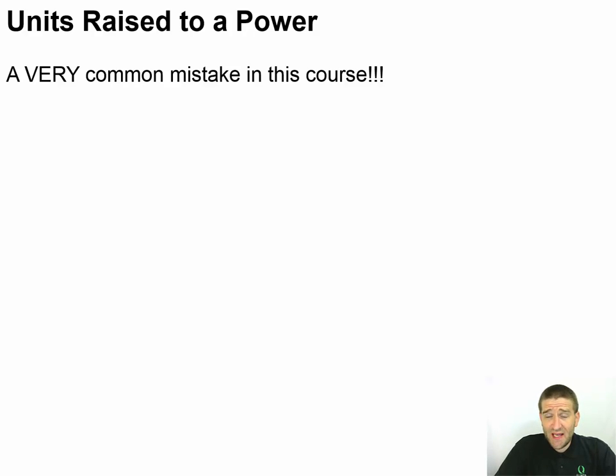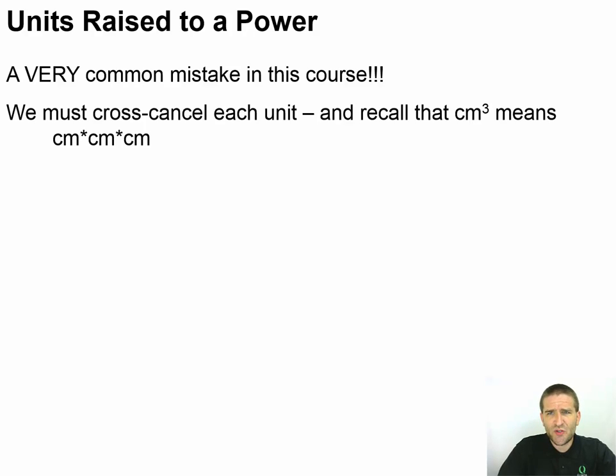Both in Chemistry 1 and in higher level chemistry classes, one of the things that I see as a persistent challenge for people is to handle it well when units have been raised to a power. I see this as a really common error even in my upper level chemistry classes. So I really want to take some steps to try to address it here in the earlier coursework so that you never have to deal with that problem.